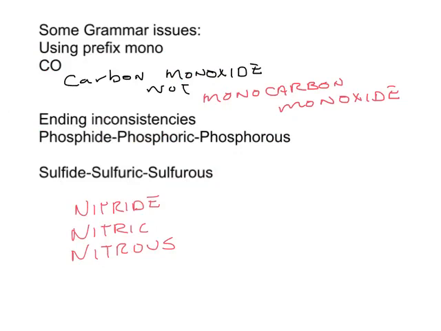So anyway, some little things. Hopefully this avoids some common mistakes on your practice set, and we will do another video where we go the other direction. I give you names, you give me formulas. Until next time, memorize those polyatomic ions.